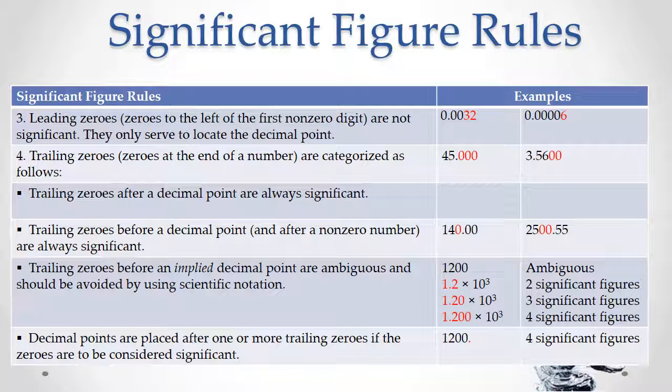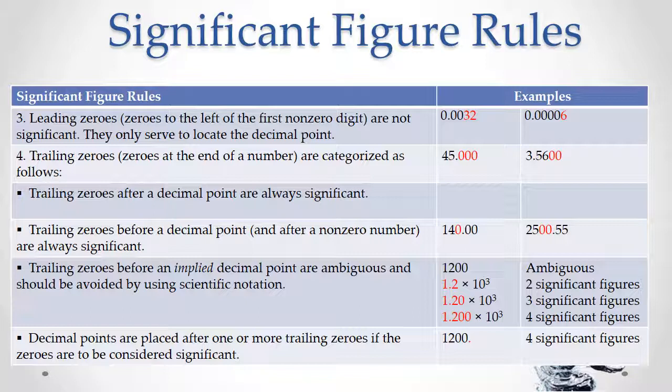If we look at the number 0.00006, the 4 leading zeros in that number are not significant. Therefore, that value only has 1 significant figure.